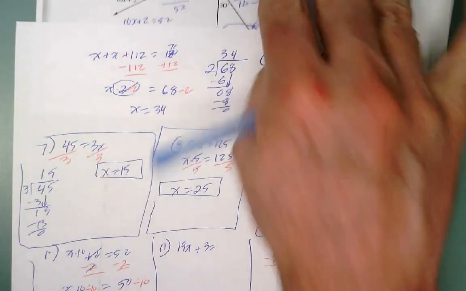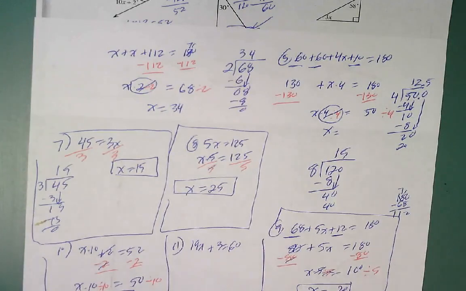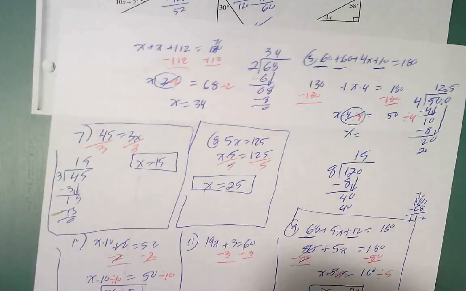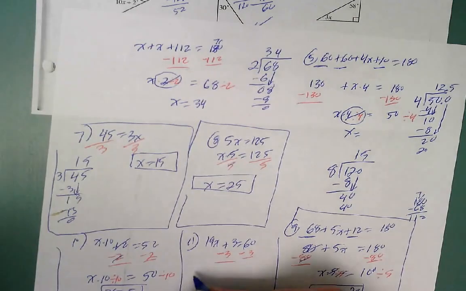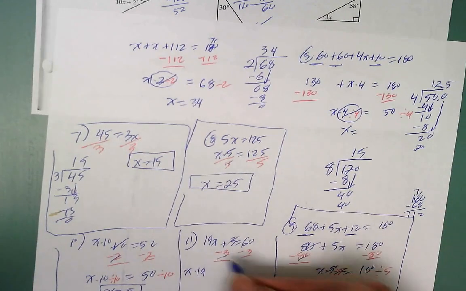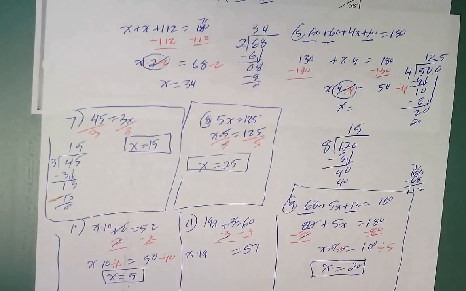Get rid of that plus 3 with a minus 3. And if I do it to one side, got to do it to the other. 19x is the same as x times 19. The 3's cancel out, and 60 minus 3 is 57. And guess what? 19 fits into 57, a perfect 3 times.